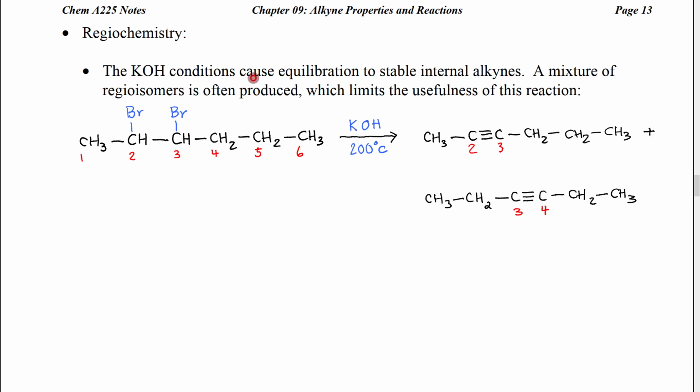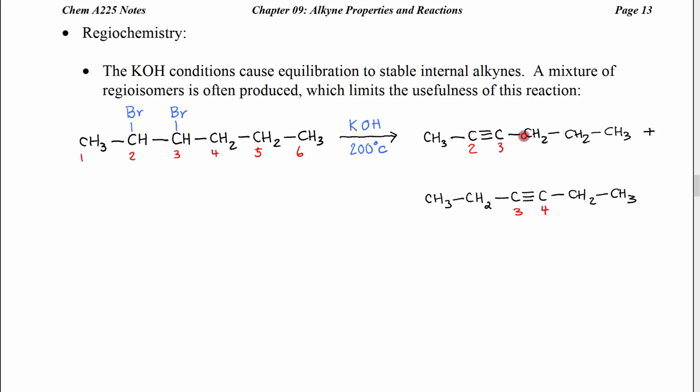The potassium hydroxide conditions cause equilibration to internal alkynes. Internal alkynes are more stable. They have a lower potential energy than a terminal alkyne. A mixture of these internal alkynes, however, is produced. So if we look at this reactant, which is 6 carbons with a bromine on carbon 2 and a bromine on carbon 3, if we were to allow that to react with hot potassium hydroxide, we would most definitely form molecules of the 2,3 alkyne.